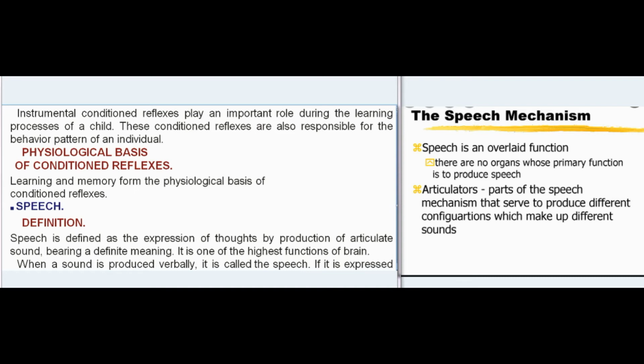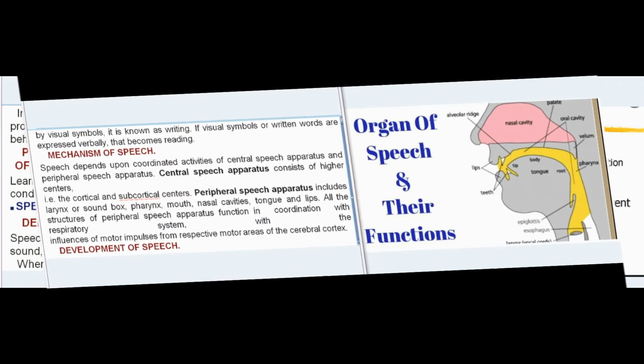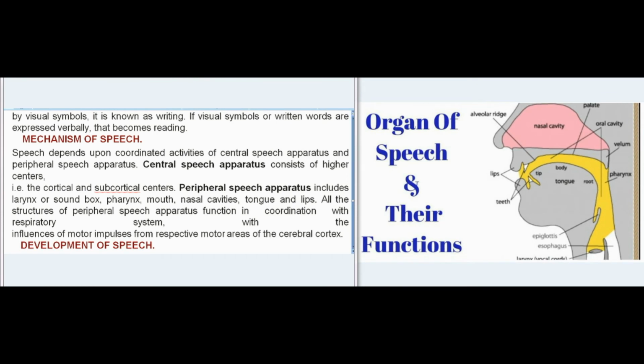Definition. Speech is defined as the expression of thoughts by production of articulate sound, bearing a definite meaning. It is one of the highest functions of brain. When a sound is produced verbally, it is called the speech. If it is expressed by visual symbols, it is known as writing. If visual symbols or written words are expressed verbally, that becomes reading.